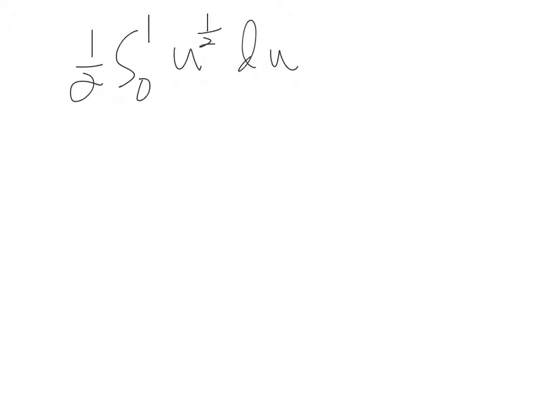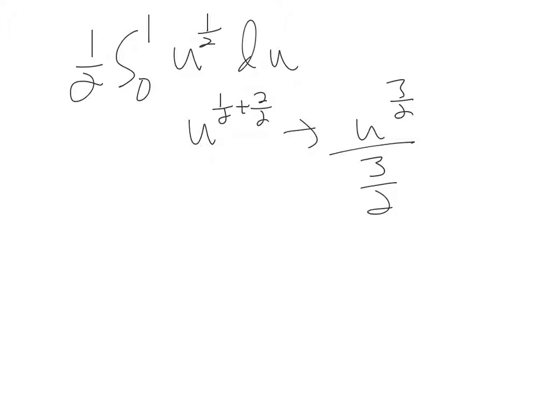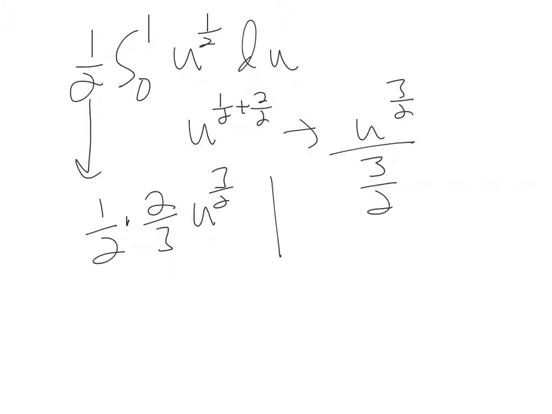So to integrate this, I'm going to take the u to the 1/2. I'm going to add 1, which is 2 over 2, which becomes u to the 3/2. Then I have to divide by 3/2, which is the same as multiplying by 2/3 times u to the 3/2. Now we can't forget about this 1/2 that's out in front of the integral. We're going to evaluate that from 0 to 1.